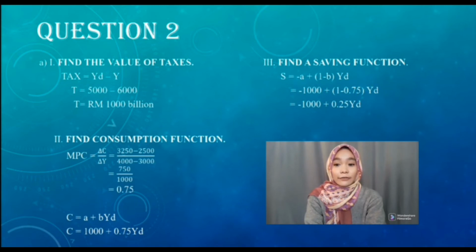Next, find the saving function. The formula is S equal negative A plus 1 minus B YD, and the answer is negative 1000 plus 0.25 YD.